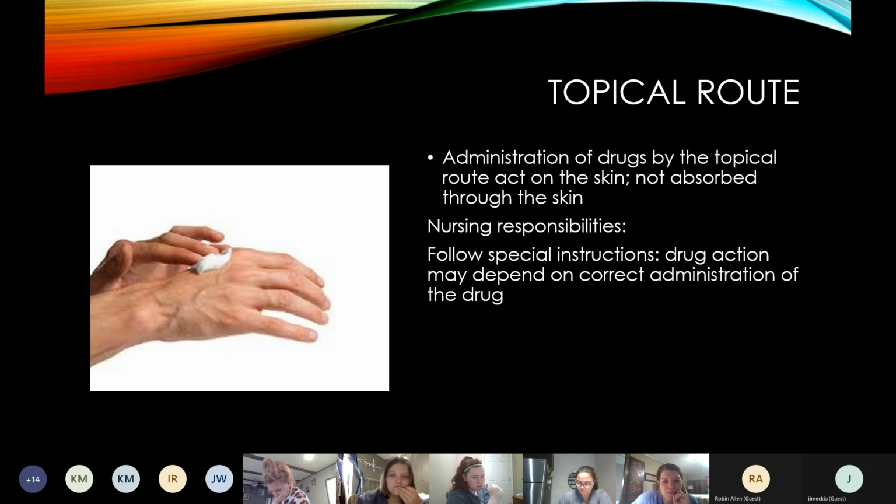Topical, we are rubbing it directly on the skin. So this says it's not absorbed through the skin. In large amounts, it can be. So there are certain places that we don't apply topical medications, in really porous areas of our body, but mostly they are absorbed at the site where they are needed rather than systemically.